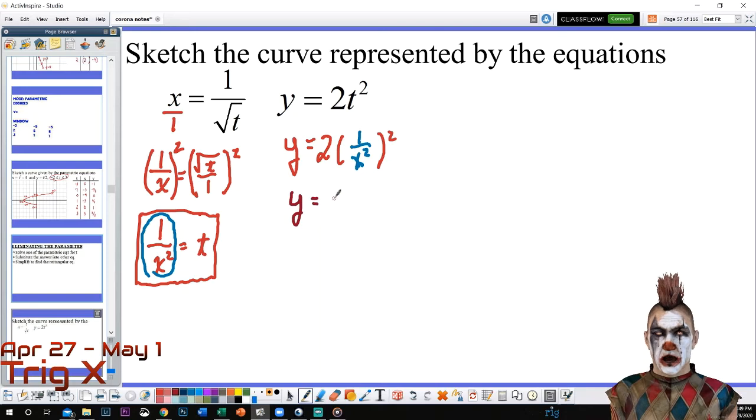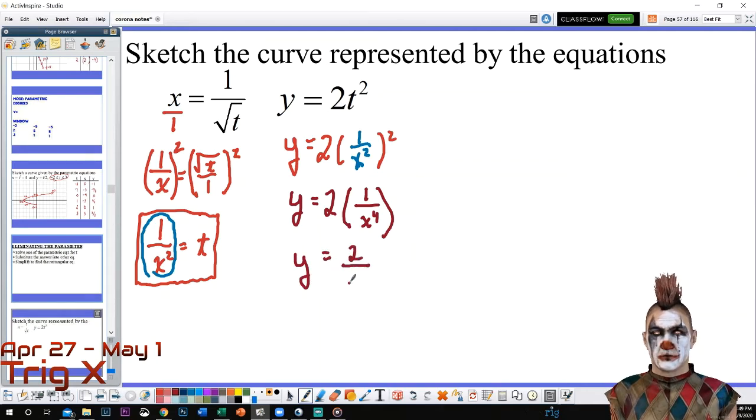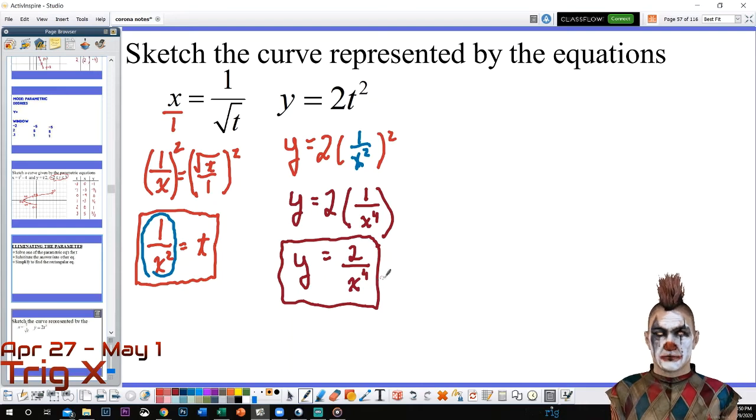I have y equals 2, then in parentheses 1 squared is 1, x squared squared is x to the 4th, and then we can simplify that a little bit more. That gives us 2 over x to the 4th. That is my rectangular equation. What does it mean by rectangular equation? Well, rectangular just means there's only an x and a y, and that's it. It does not mean that the graph of this becomes a rectangle.